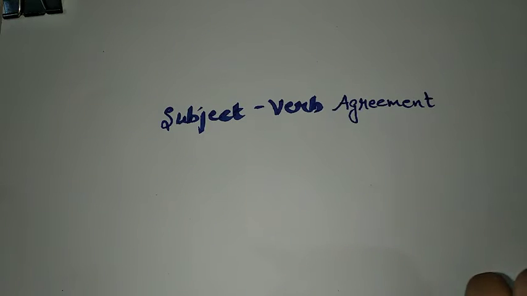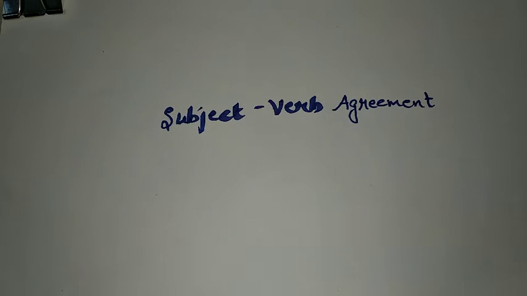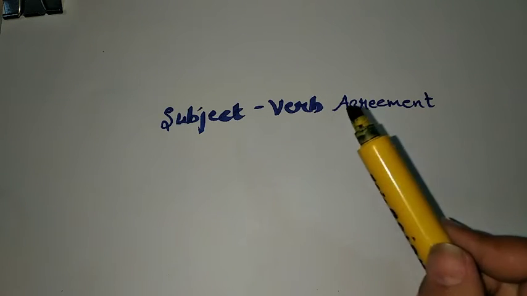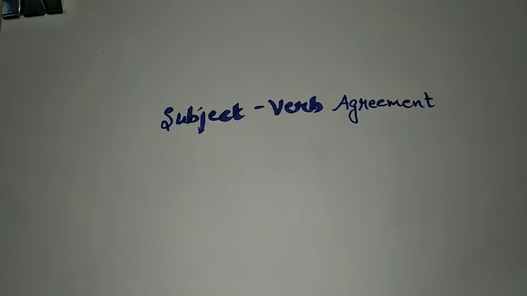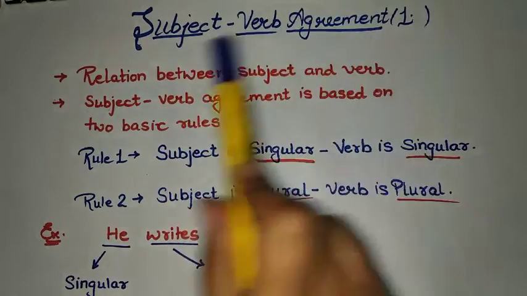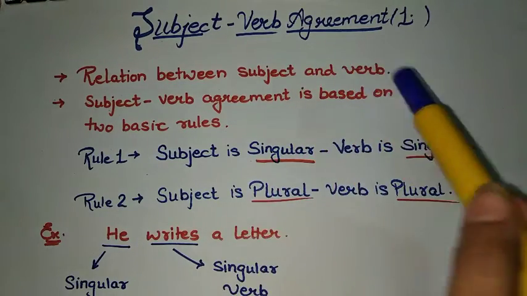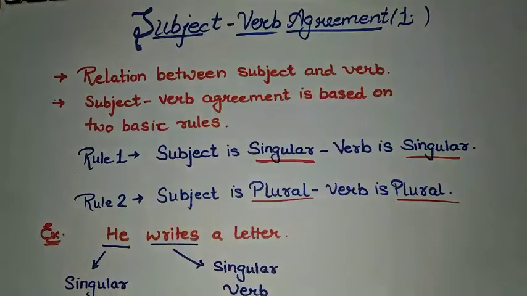Generally you people ask how we should learn error detection, right? So subject verb agreement will let you know about the structure of a sentence, and it is very important for error detection. So today we are going to learn what is subject verb agreement. As I told you, subject verb agreement is a relation between subject and verb, as it is already clear from its name, right?